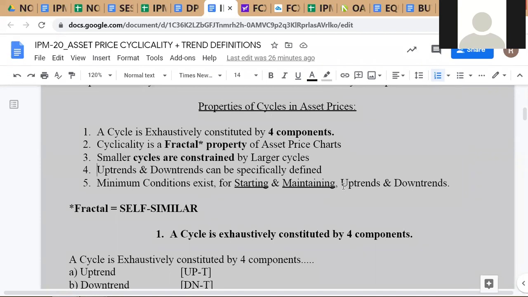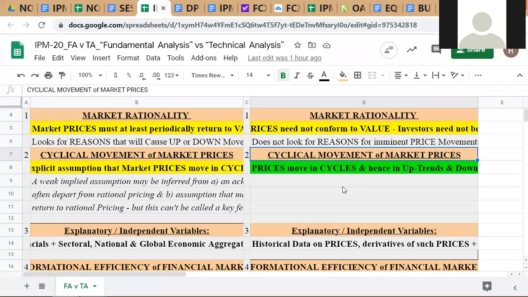Now we are coming to the question of what method will I use. If I choose TA, which method will I use? And I'll teach you a method in the next class.